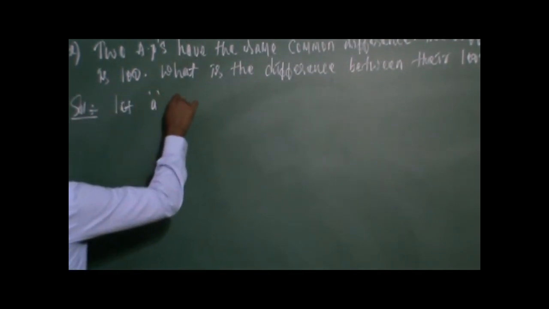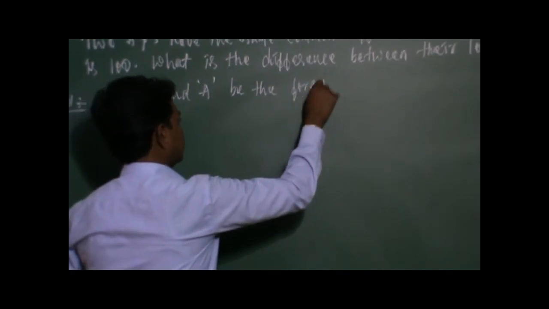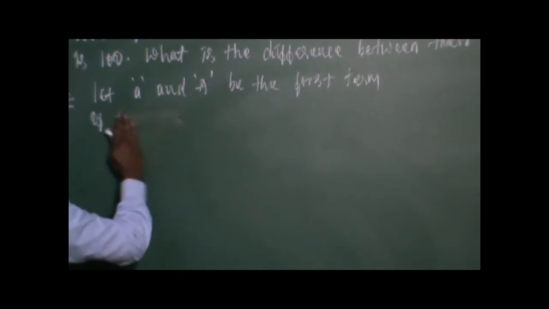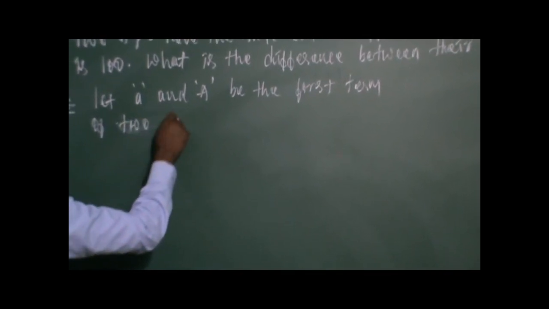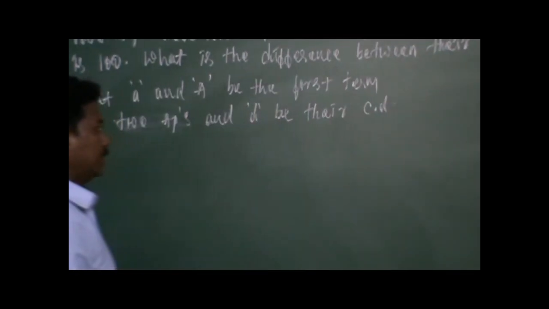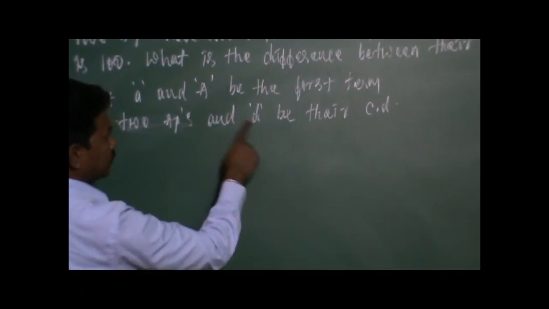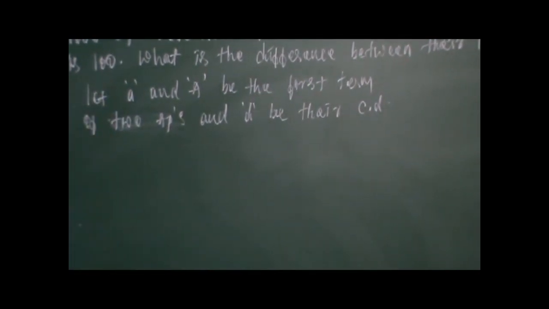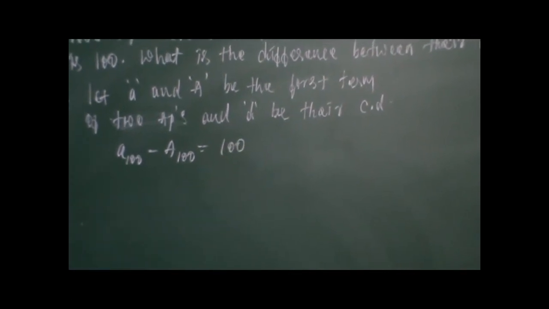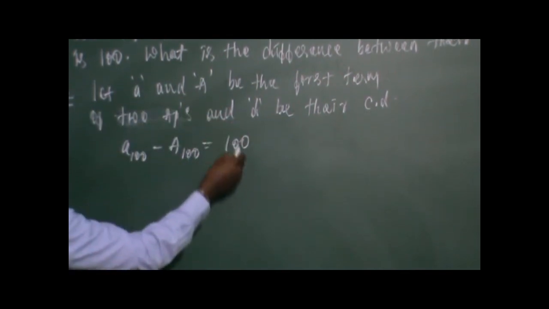Let a and A, just to differentiate, be the first terms of the two APs, and let d be their common difference. So according to the given data, the two APs have the same common difference, therefore I have taken only d as the common difference. The difference between their 100th terms is 100. So this can be written as a100 minus A100 is equal to 100. So the 100th term of the first AP minus the 100th term of the second AP is 100.